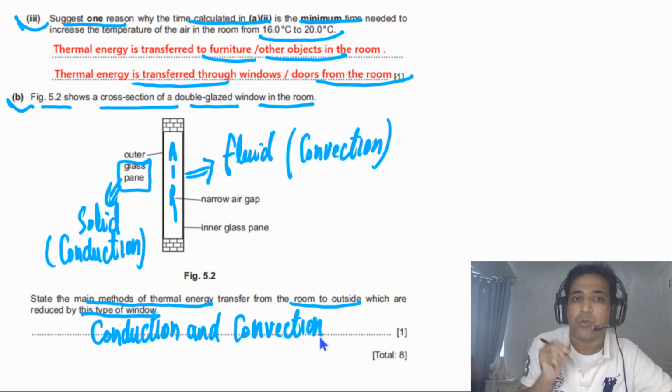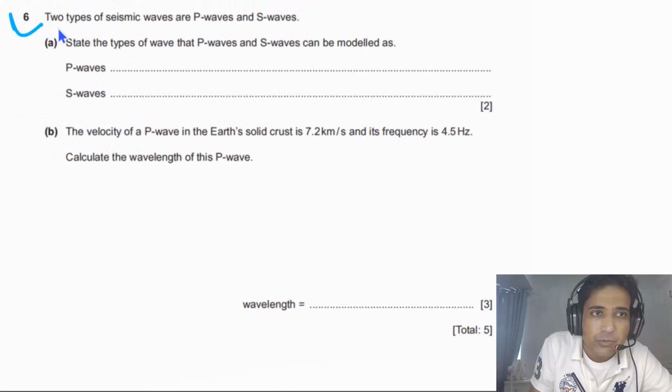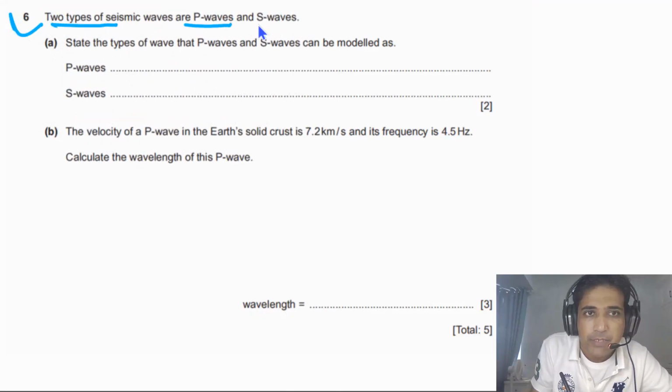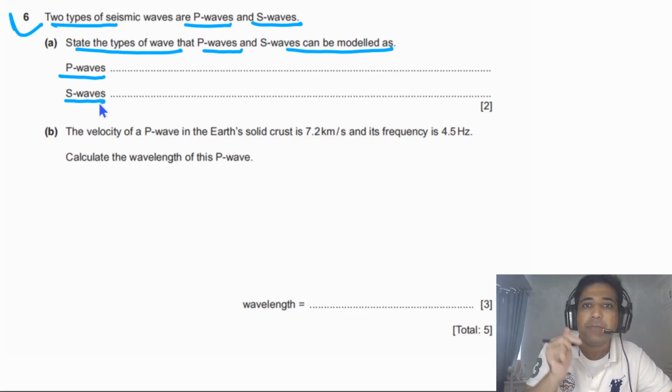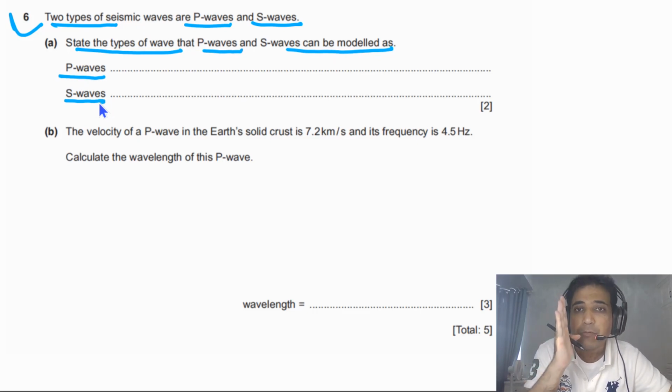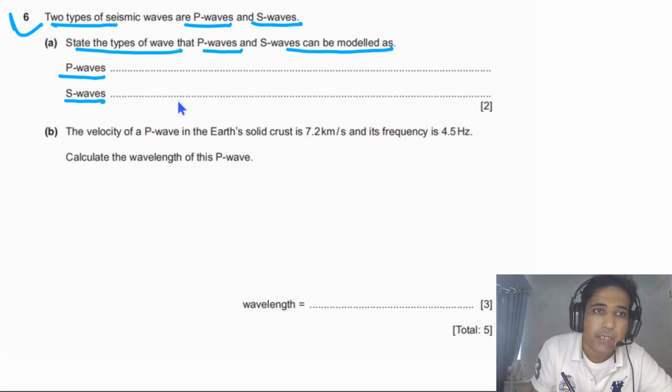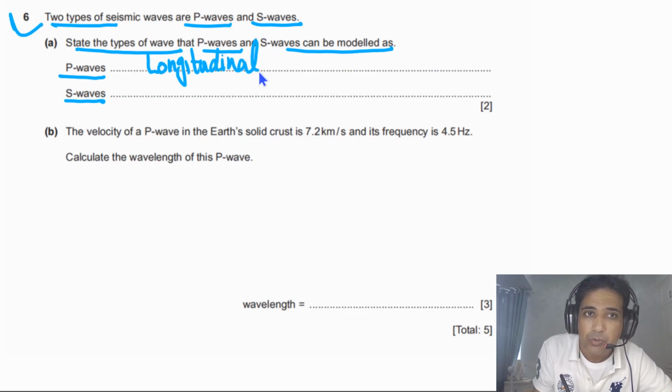Question 6 says two types of seismic waves are P waves and S waves. For part A, state the types of wave that P waves and S waves can be modeled as. P waves mean primary waves. Primary waves cause buildings to vibrate like this. And these waves are longitudinal waves, so we call them longitudinal waves.